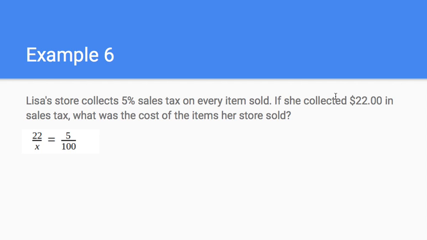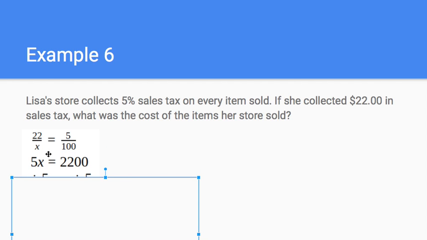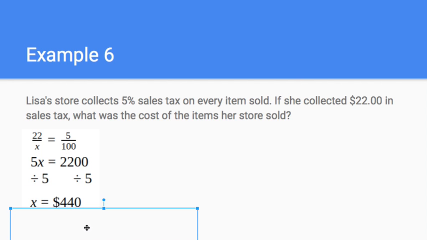Because in this case, the $22 isn't the total amount that she sold. This is what she got from the sales tax. This is the 5%. This is what she earned off the 5%. To solve this, I cross multiply, so 5 times x is 5x, 22 times 100 is 2,200. Divide both sides by 5, x is equal to $440. So she sold $440 worth of items. She collected $22 in sales tax, which does make sense.